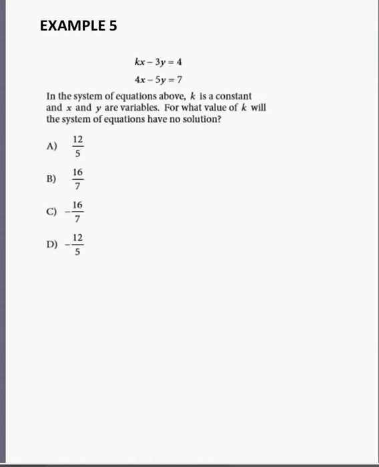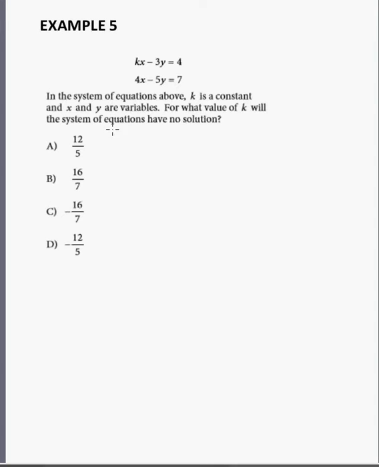Okay, let's take a look at example number 5. Now, you have a system of equations with some variables in them. You of course also have some constants that are not well defined. But let's read it carefully. In the system of equations above, k is a constant and x and y are variables. For what value of k would the system of equations have no solutions?